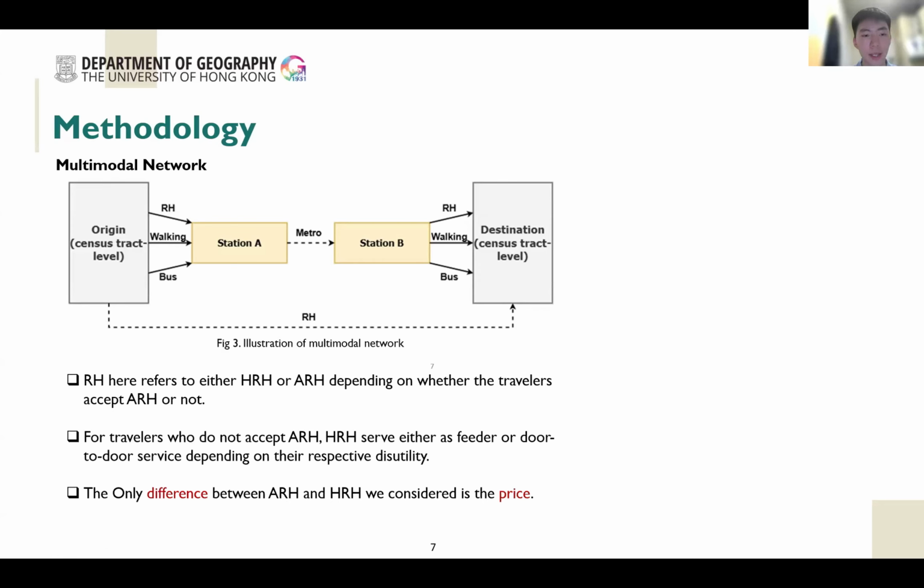So the ride-hailing here can refer to either human ride-hailing or autonomous ride-hailing, depending on whether this traveler accepts the ARH or not. For travelers who don't accept autonomous ride-hailing, the human ride-hailing can serve as a feeder or door-to-door service for them. The only difference between these two modes considered in our study is the price. Other factors like travel efficiency, travel speed, or safety are not considered in this framework.